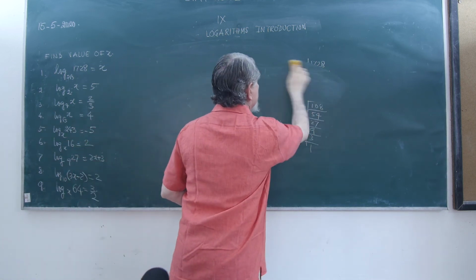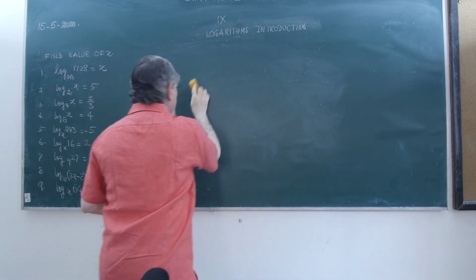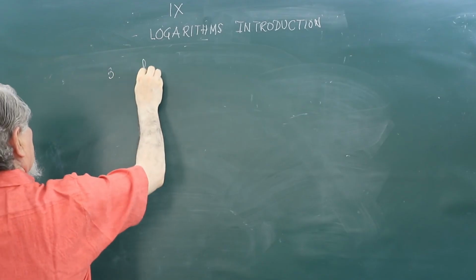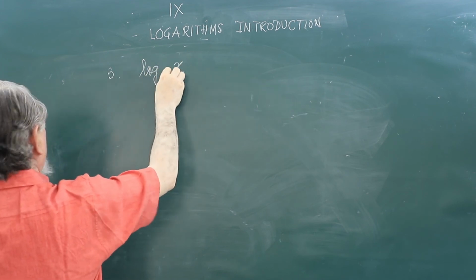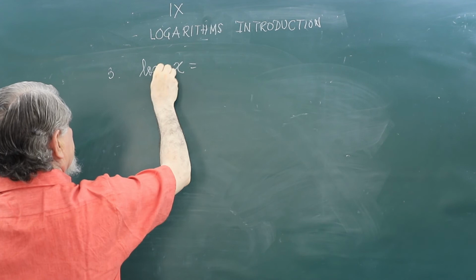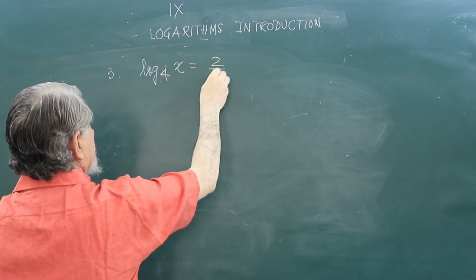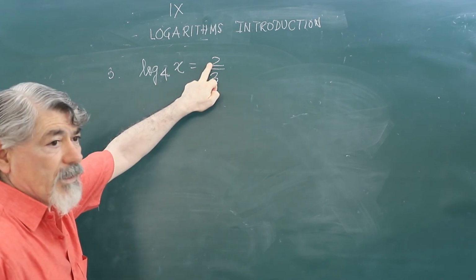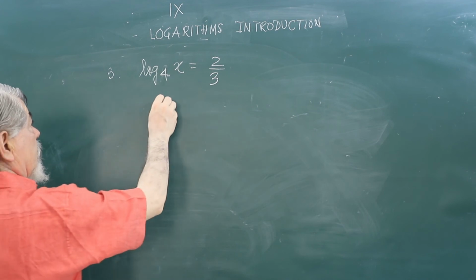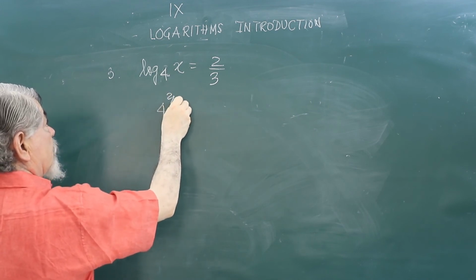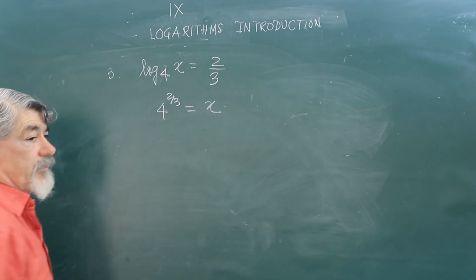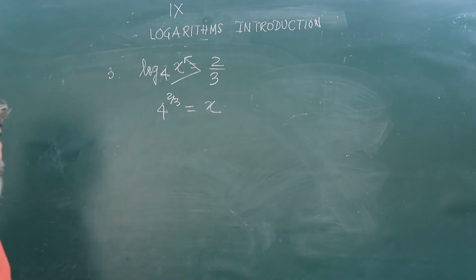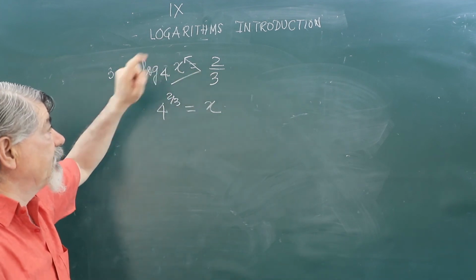Now let us see question number 3. Just look at question number 3 and think about it. Log x to the base 4 is 2 upon 3. Again, 4 will be raised to the power 2 upon 3 to get the value of x. 4 raised to the power 2 upon 3 is equal to x. I told you, remember this, the arrow goes like that. 4 raised to the power 2 by 3 will give you x.